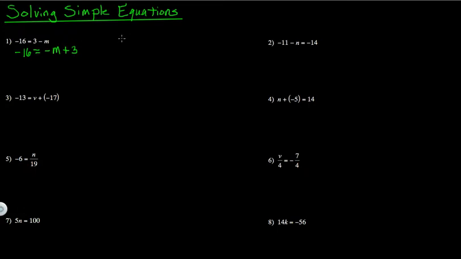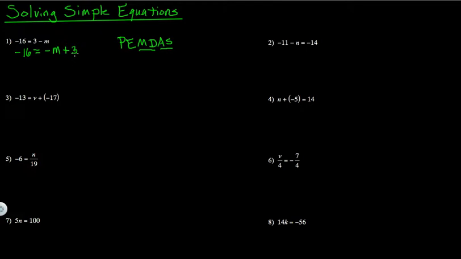So remember our PEMDAS, our order of operations. Notice how multiplication and division comes before addition and subtraction. So that means that the first thing that we did to our variable m is we multiplied it by negative 1, because multiplication and division comes before addition and subtraction. And then after multiplying m by negative 1, we added 3. So what we're going to do to solve this equation is we're going to undo what was done to our variable m by going in reverse.